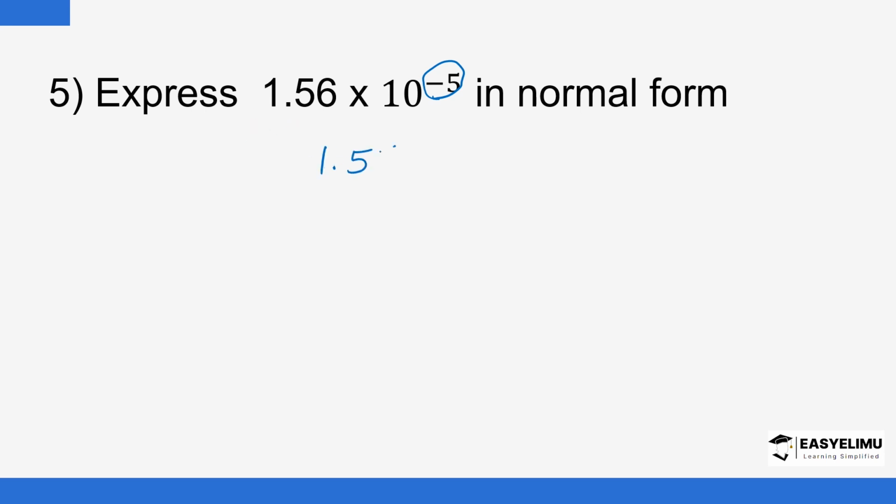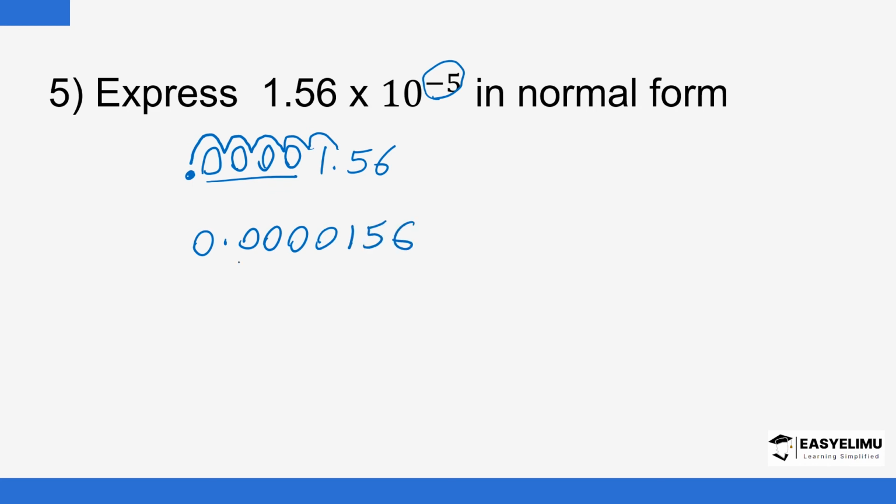So we have 1.56. So 1, 2, 3, 4, 5. So here we have a 0, we have another 0 here, another, and another, and then we have a decimal point. So you just complete 0 point. How many zeros are these? 4. 1, 2, 3, 4. Then 1, 5, 6. So this number, written in standard form as 1.56 times 10 to the negative 5, in normal form will be 0.000, the 4 zeros, and then 156. And so that is how you go about it. Every time you are given such questions, that is how you go about it.